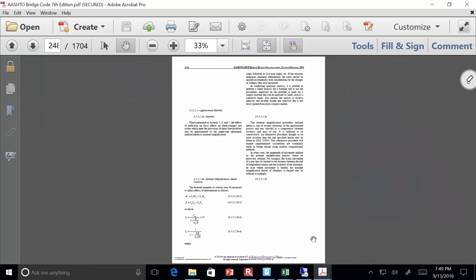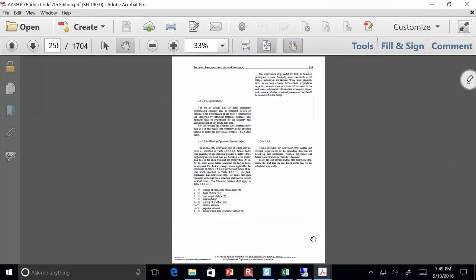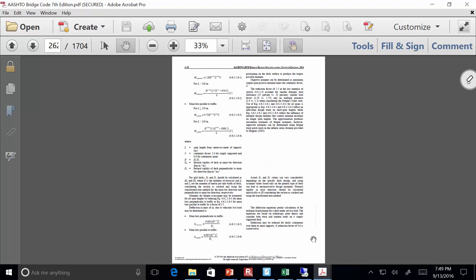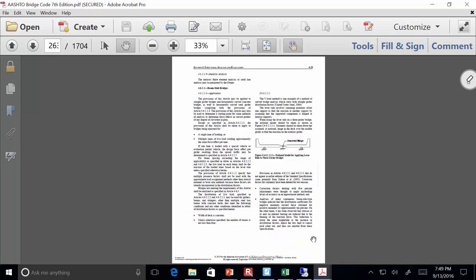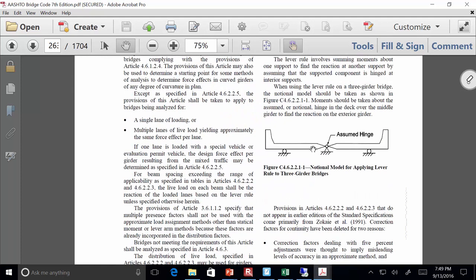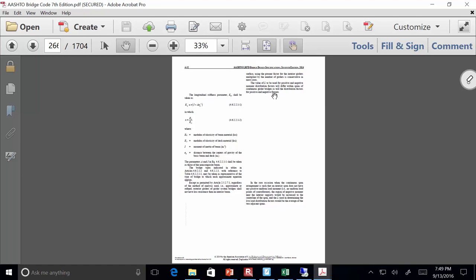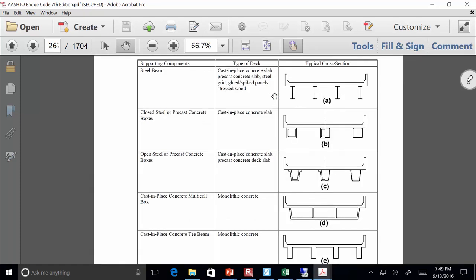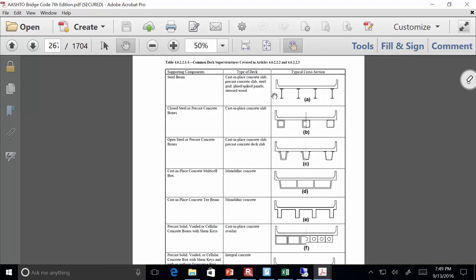Specifically, I'm in section 4, and more specific than that, I'm in 4.6. You'll know you're in the right place when you start flipping through pages and the first thing you see is your model for the lever rule. Now, just to make sure everybody's paying attention, what cross-section are we going to be dealing with? Hey, there we go.